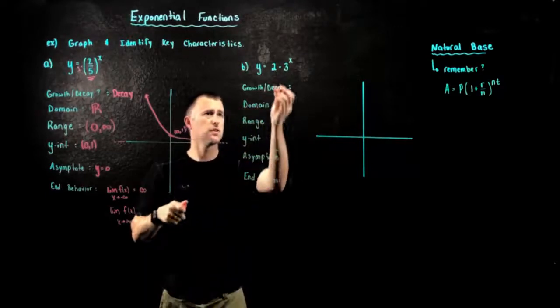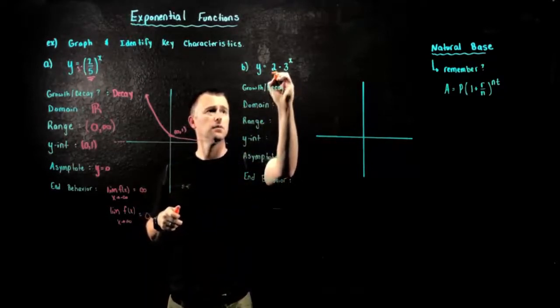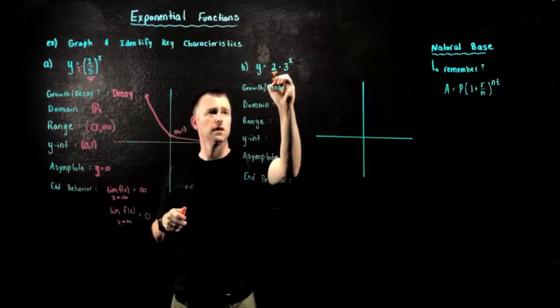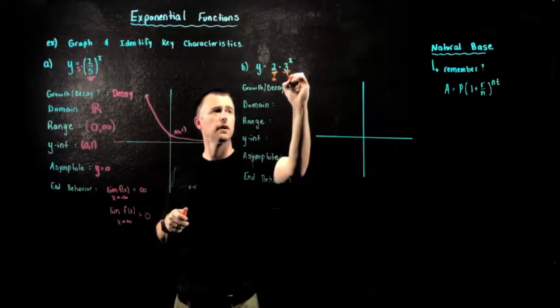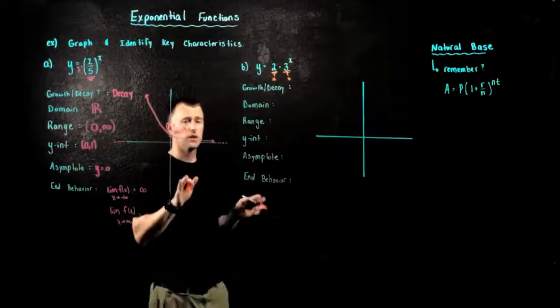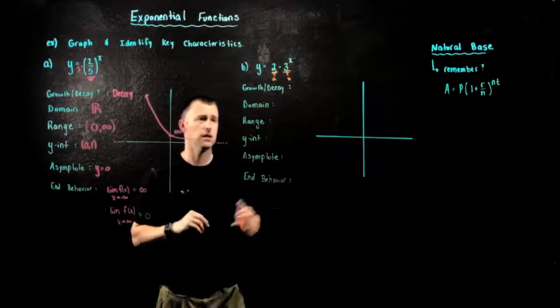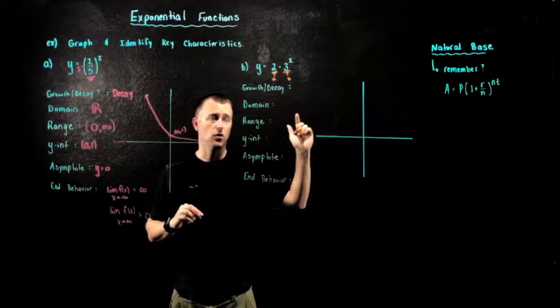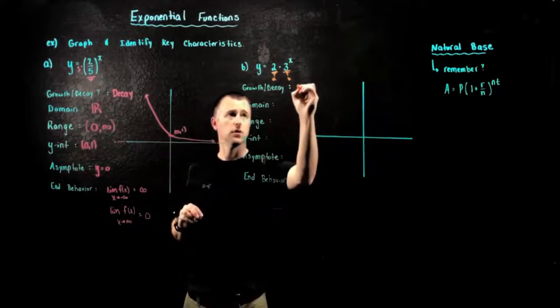Now this one, you'll notice, has an a value. So we have, this is my a, and remember this right here is my b. So again, a couple things. B is 3. It is a number that is greater than 1. So this is going to be a growth curve.